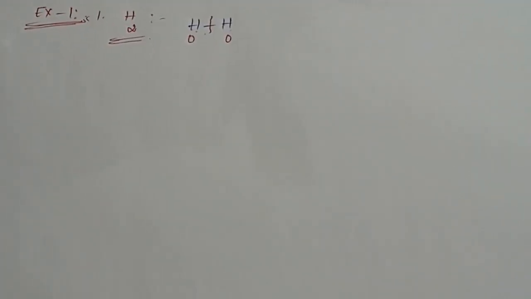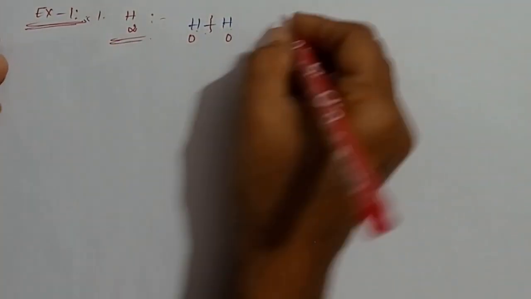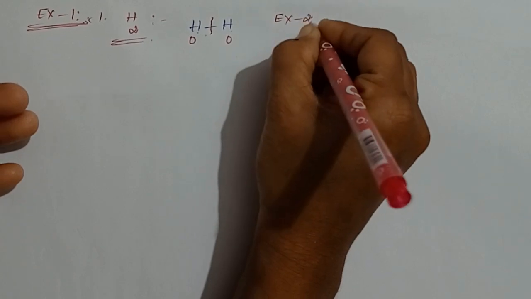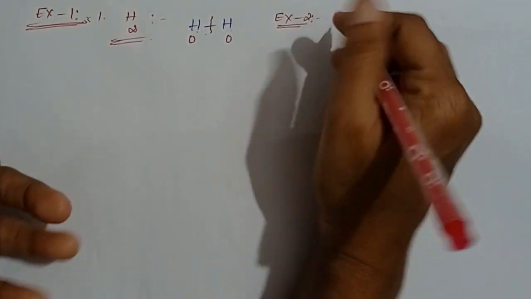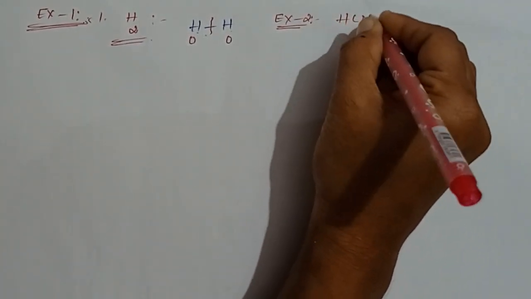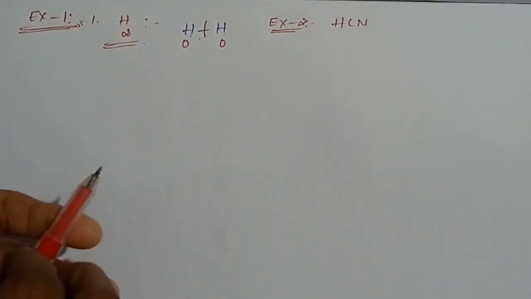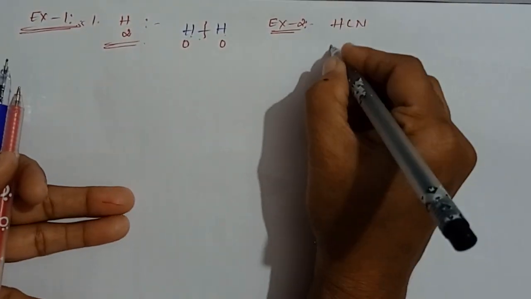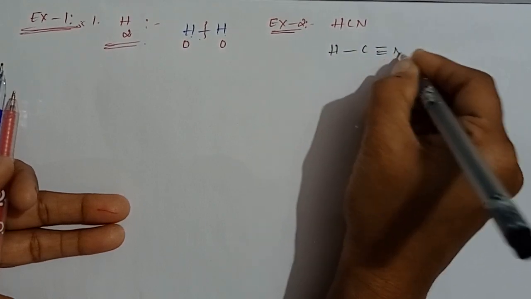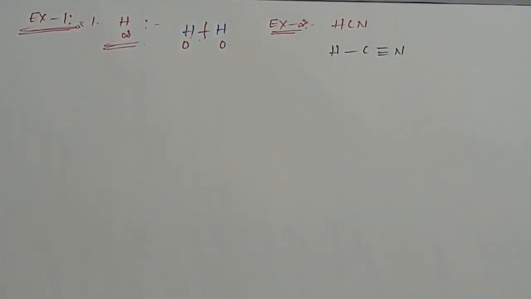Okay, right. Now I am taking the second example, students. Example 2, HCN. So in HCN, students, what is the structure? First, based on the structure, I will discuss the oxidation numbers. Now, what is the structure? H-C triple bond N. This is the structure of HCN.